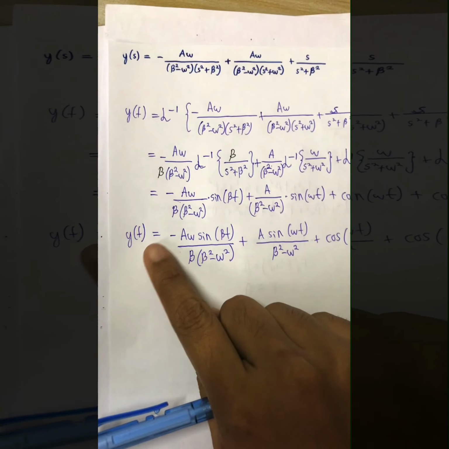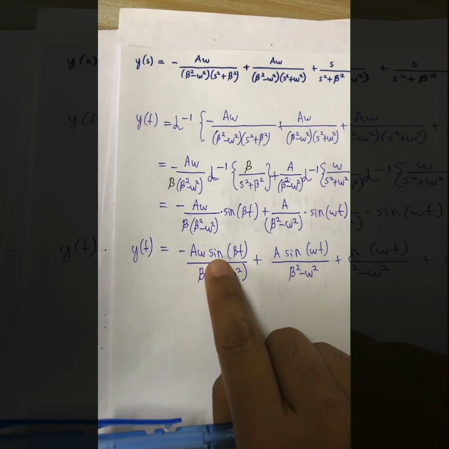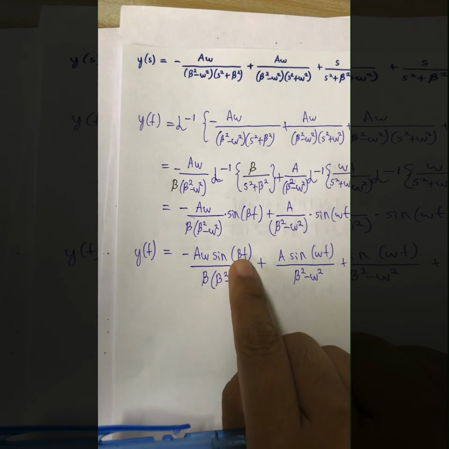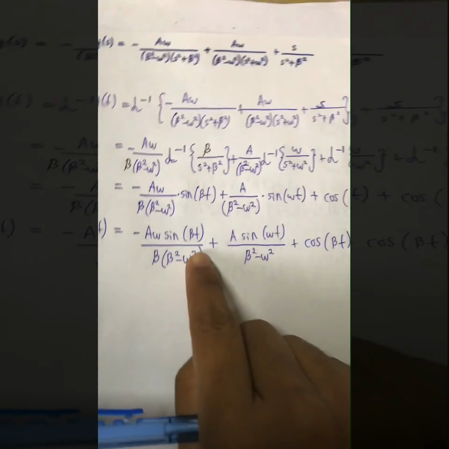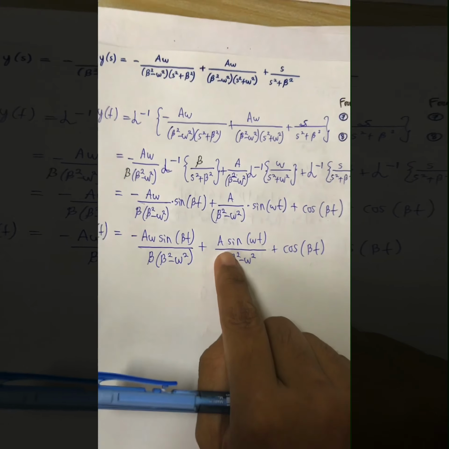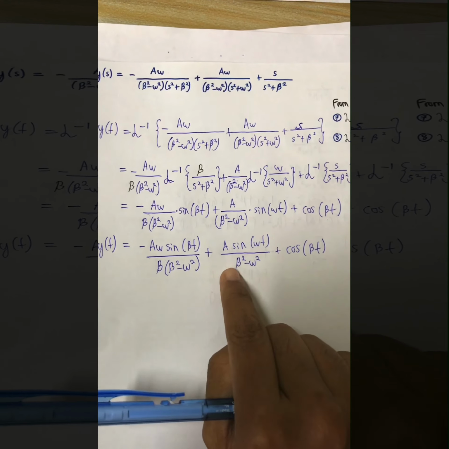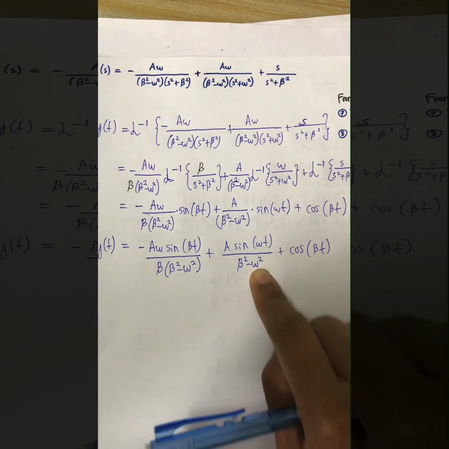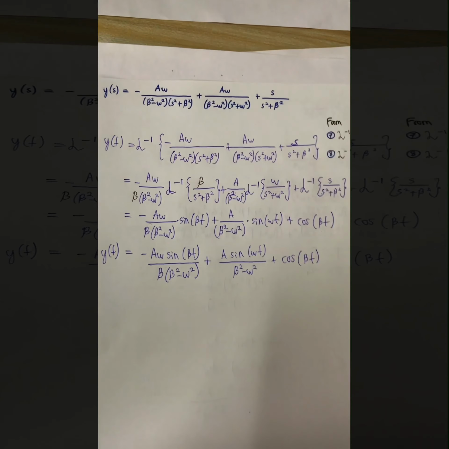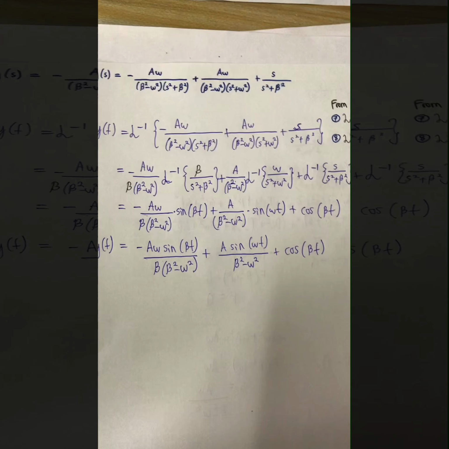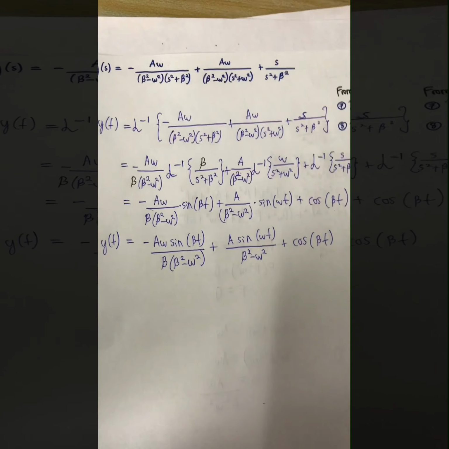So our answer is y of t equals minus a omega sine beta t over beta times beta square minus omega square, plus a sine omega t over beta square minus omega square, and then plus cos beta t. So here is my final answer. If I got it wrong, please inform me. Thank you.